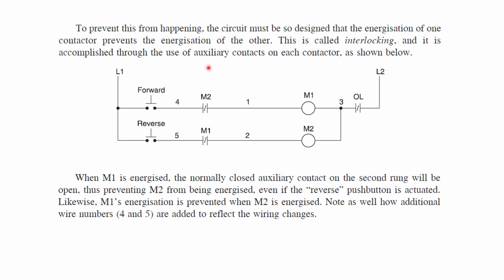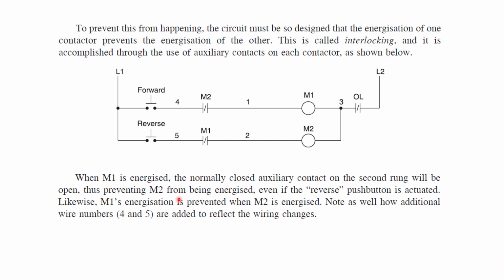To prevent this from happening, we are going to have some interlocking. Interlocking means that during forward, only M1 should get energized and M2 should be off, and similarly during reverse, M1 is off and only M2 gets energized. This is to prevent the contactors from being energized simultaneously. That is going to affect the motor, so to overcome this, we go for interlocking.